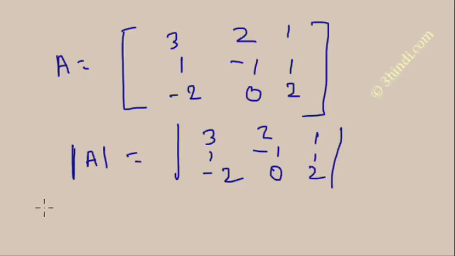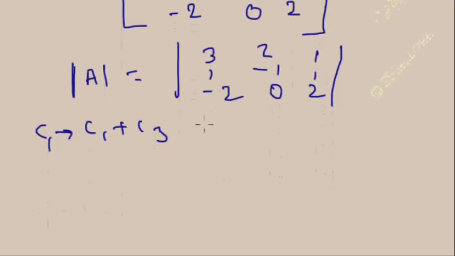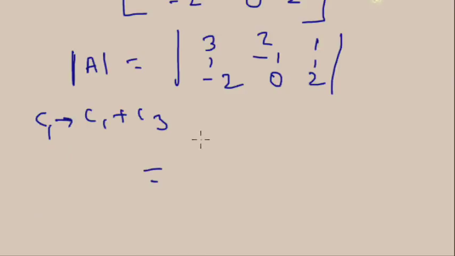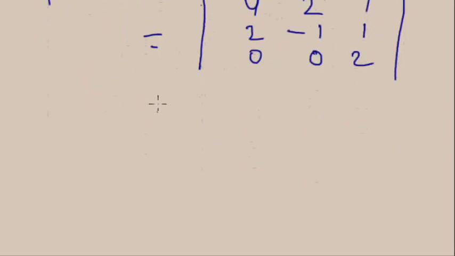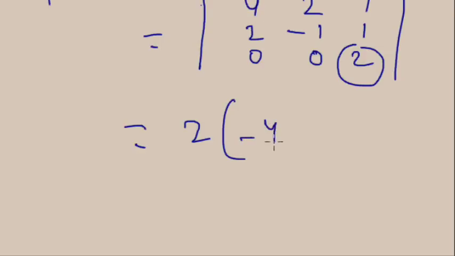Perform C1 plus C3, because you want to make the maximum number of zeros. This means it is equal to 4 2 0, 2 minus 1 0, 1 1 2. So it is equal to 0 0 and this across, 2 into 4 minus 4, and 2 into 4 minus 4. This means minus 8 minus 16, which is not equal to 0.